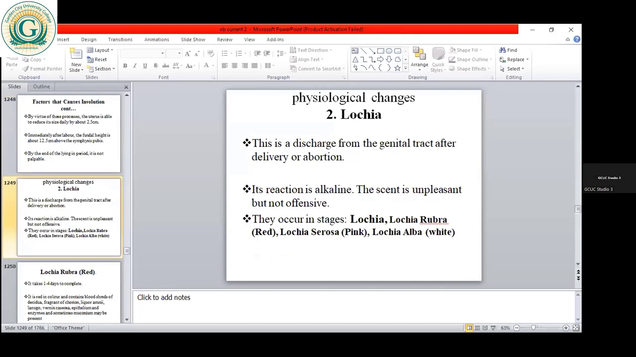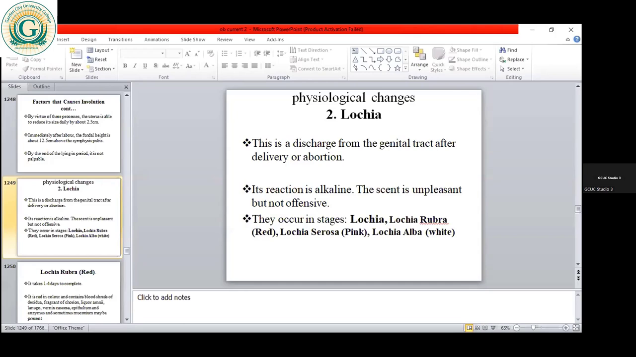This is the discharge from the genital tract after delivery. Every woman who delivers or who has an abortion, after the baby has come and the placenta has come, will still be discharging things that are left behind. And this lochia has an alkaline reaction. The smell is unpleasant but not offensive.